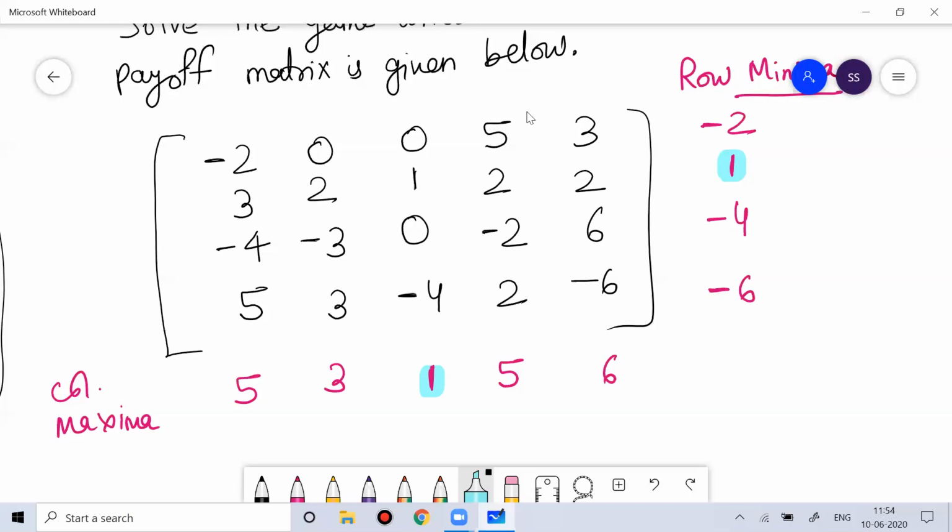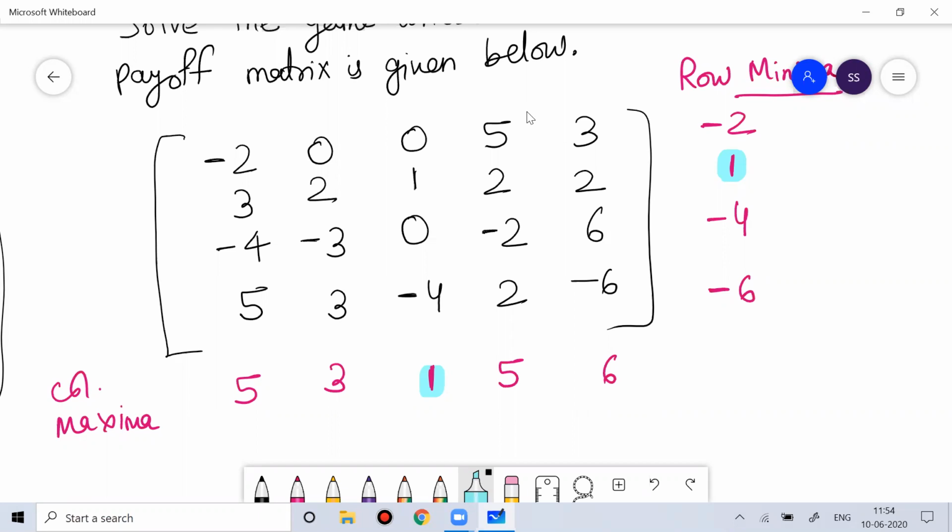Clear? Anyone have doubt? You want me to write this pure strategy and all? You want me to write it? Nitin, do you have any doubt? Please write in the chat box.